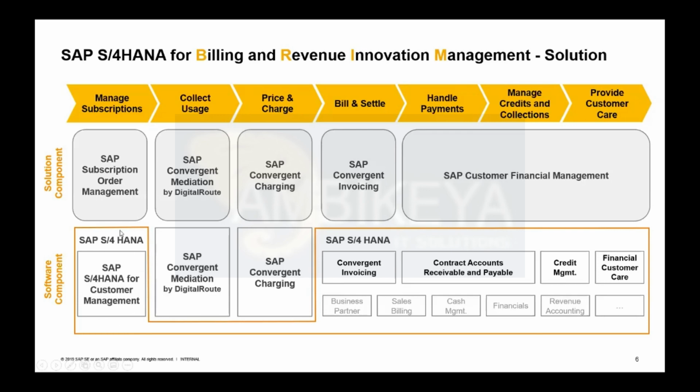So we have the subscription order management in S/4HANA. We have Digital Route as a convergent mediation system by our partner. It's not running on S/4HANA. And we have SAP convergent charging. It can be run on a HANA database, but it's a Java application. But we then have integrated the convergent invoicing, which belongs to FI-CA, contract accounts receivable and payable, and the credit management and financial customer care.